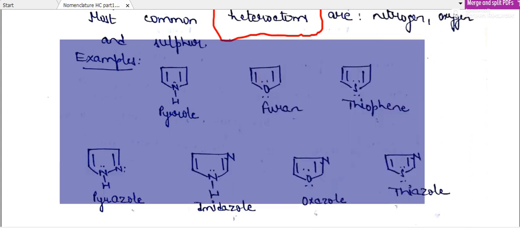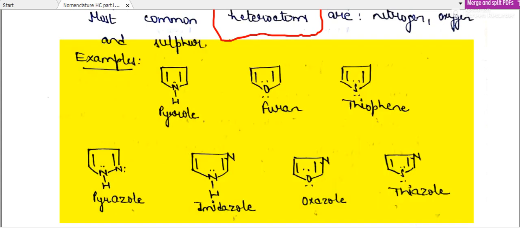Once you memorize them, things will become easier for you, especially when you deal with the nomenclature of these compounds. So I'll let you know the method to memorize them. For example, in the first line I have provided three heterocyclic compounds: pyrrole, furan and thiophene. Pyrrole consists of a 5-membered ring. One is nitrogen and the other 4 are carbon atoms. So pyrrole is a 5-membered ring containing 1 nitrogen, 2 double bonds and 4 carbon atoms.